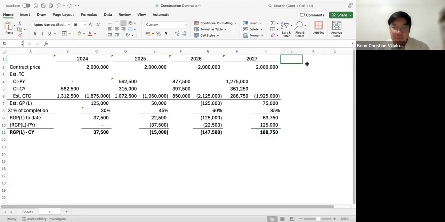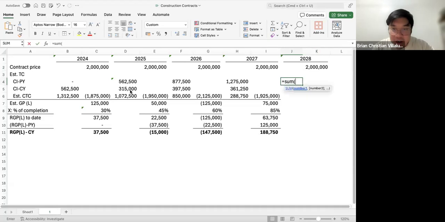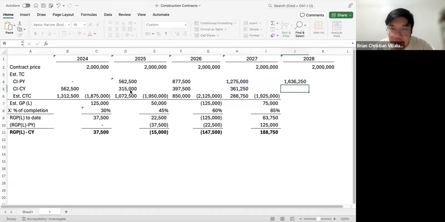Okay? Last year, 2028 na tayo. So this is already the final year of the project, right? So that's 2 million. So your actual contract price is already at 2 million. Then cost incurred prior years. So that would be 1,636,250. Actual cost in 2028, 2,637,50.